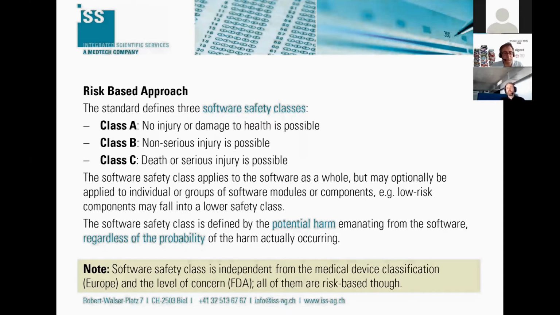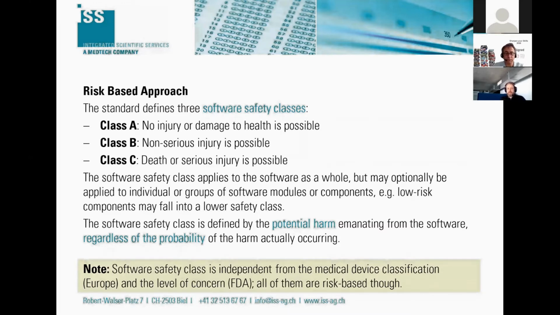So the software itself can, of course, not directly harm a patient. So if the software controls anything that actually does the harm, like a robot arm or even a dosage recommendation for, let's say, a cancer treatment, it's still the harm that the software classification is about. The software safety class applies usually to the software system as a whole, but may optionally be applied to individual components or groups of software.